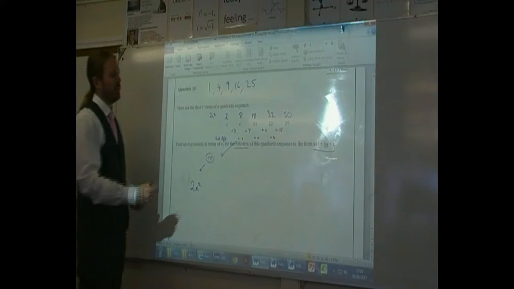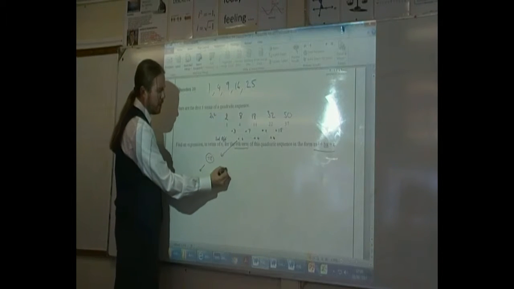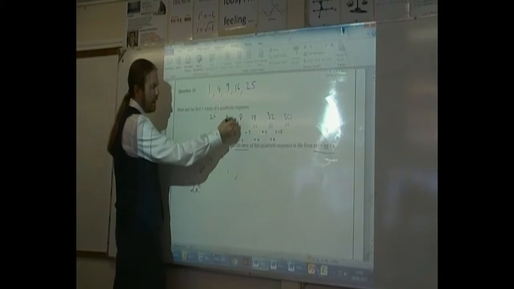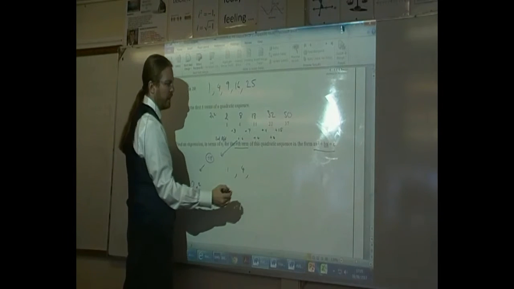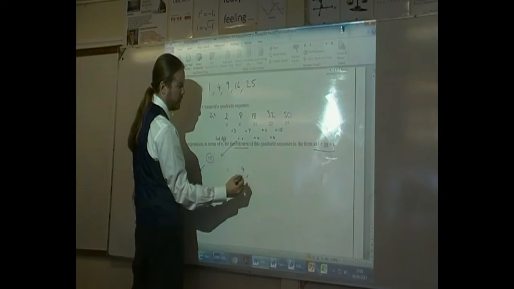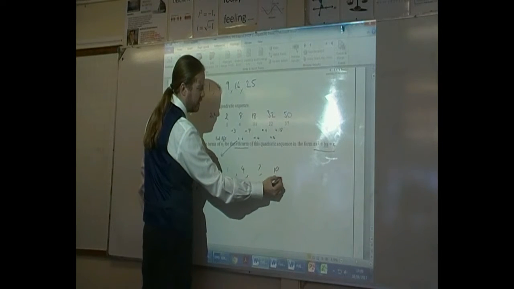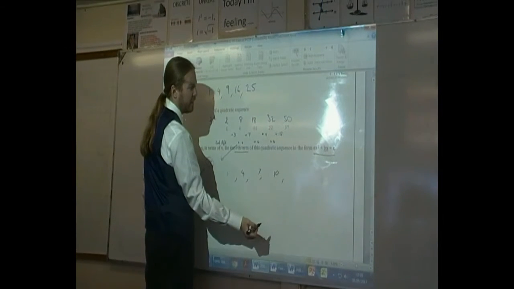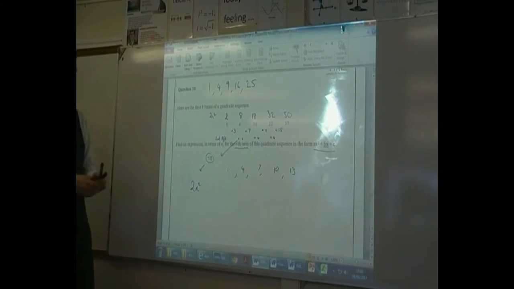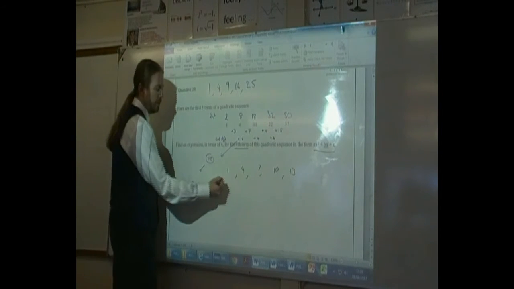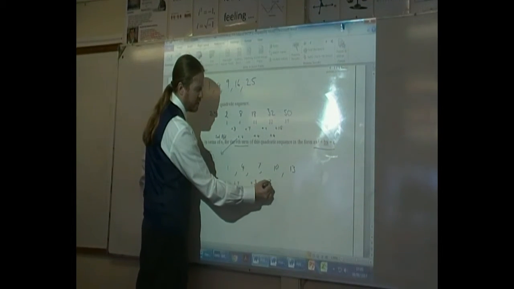The next stage is to take away the original sequence. So you do 2 take away 1, leaves you with 1. 8 take away 4, leaves you with 4. 18 take away 11, leaves you with 7. 32 take away 22, leaves you with 10. And 50 take away 37, leaves you with 13. And you get a much more familiar sequence, because this time our first difference is that we are adding 3 each time.